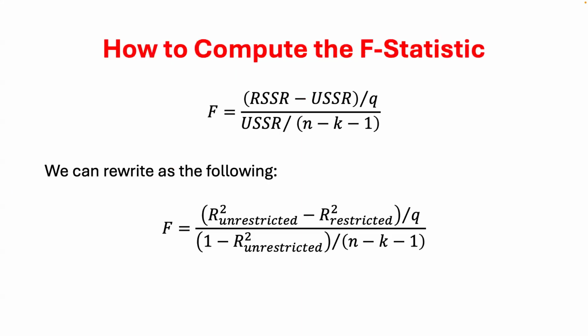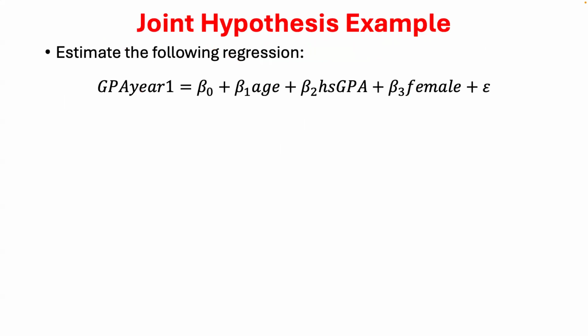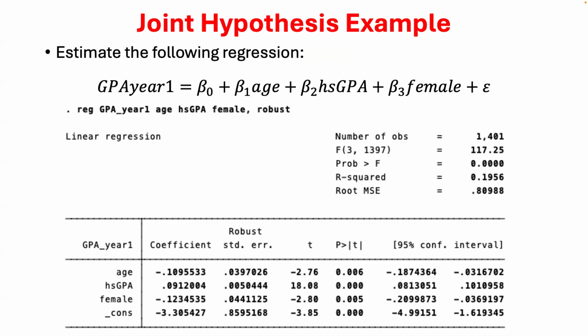So we had that different version of the F statistic. We now want to think about this joint hypothesis testing, right? So here, if I had a model that looks like this, where I'm trying to predict GPA in the first year of college based off the person's age, their high school GPA, and a dummy variable for whether or not they were identified as female. Okay. So I run this regression and I get the following output.